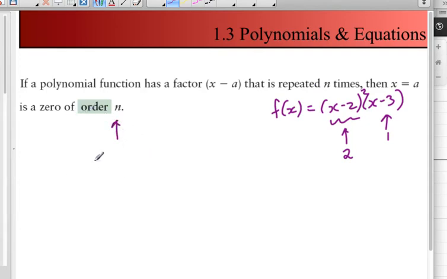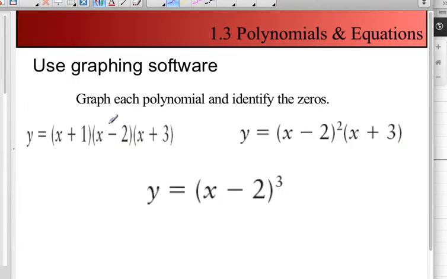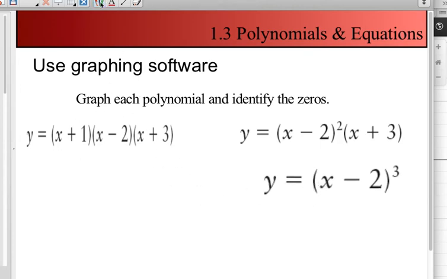So for example, I'm going to go back to the previous slide, to the three functions we graphed, and rewrite them with zeros of order blank. I'm going to start with the first one. Notice this has three factors. We're looking at this factor. This factor is only repeated once. There's no 2 or 3 up here. So we've got one factor, repeated once. So this has a 0 at x equals -1. It's of order 1. It's an order 1 zero.